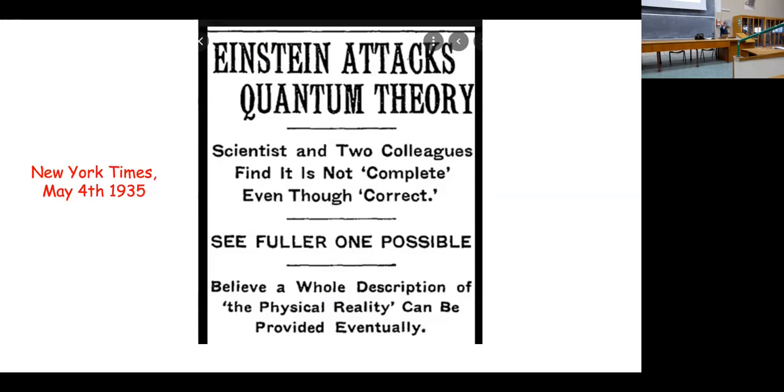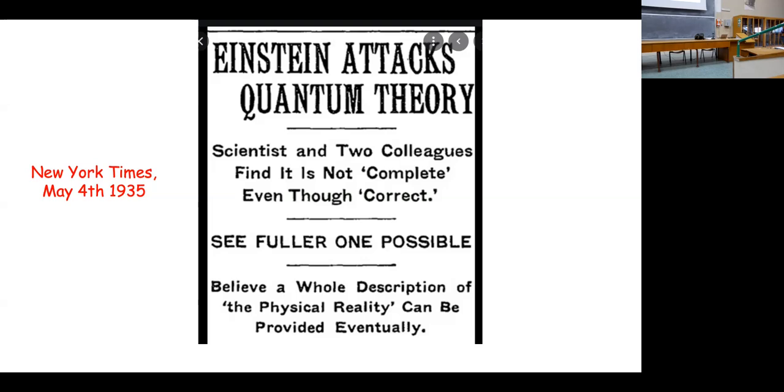And this is one of the rare theoretical papers which got a front page article in the New York Times in 1935, because Einstein was involved. And you see, Einstein attacks quantum theory. Scientists and two colleagues, the two colleagues are not named, find that quantum physics is not complete, even though correct. So you see, Einstein understood very well how quantum physics was working. He did not contest that it was useful to compute a lot of things, but he said, for this kind of thought experiment situation, I find that the result cannot be right.